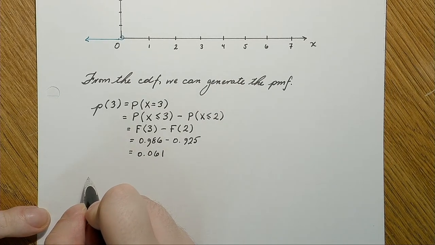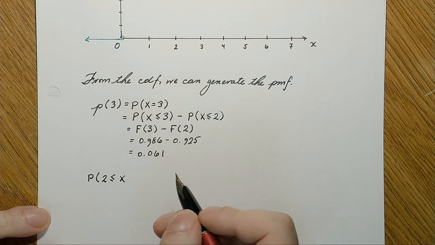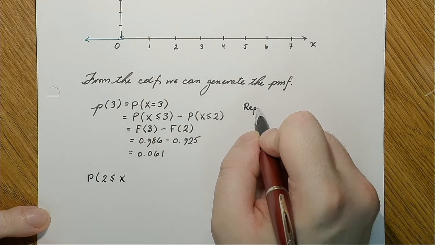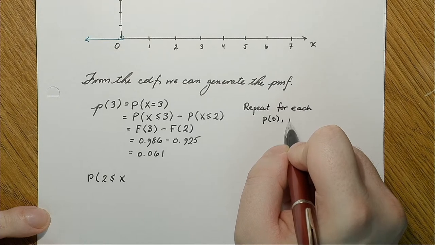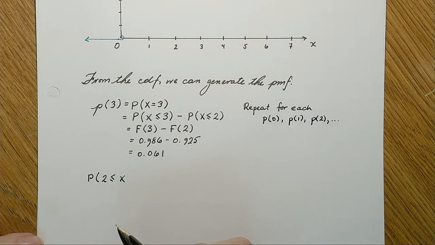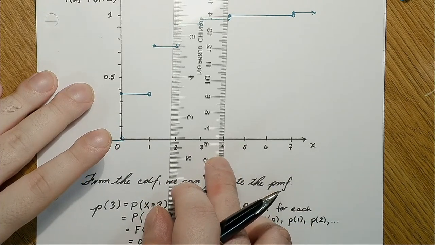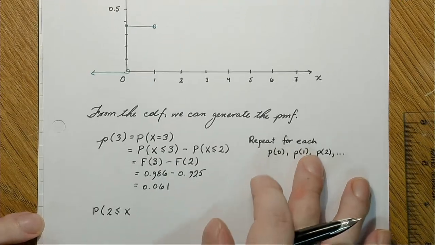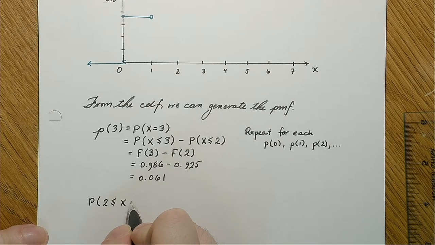Then the next thing is, we can look at the probability of 2 less than or equal to x, and you could repeat this for each of p0, p1, p2. It's good that people are checking, because I'm writing this at an angle that it could possibly not have lined up at 4. So let's do the probability of x between 2 and 4.